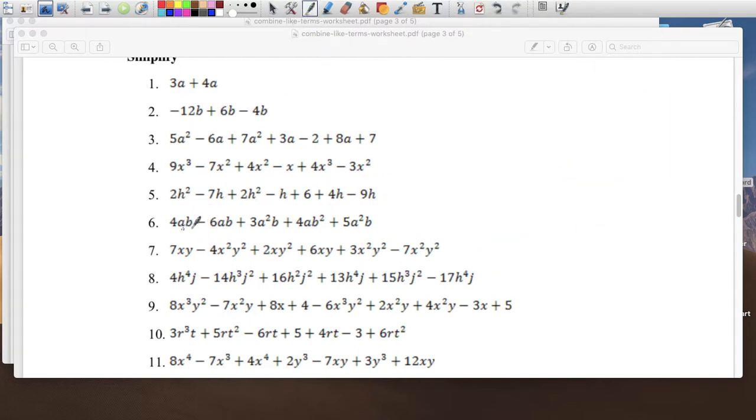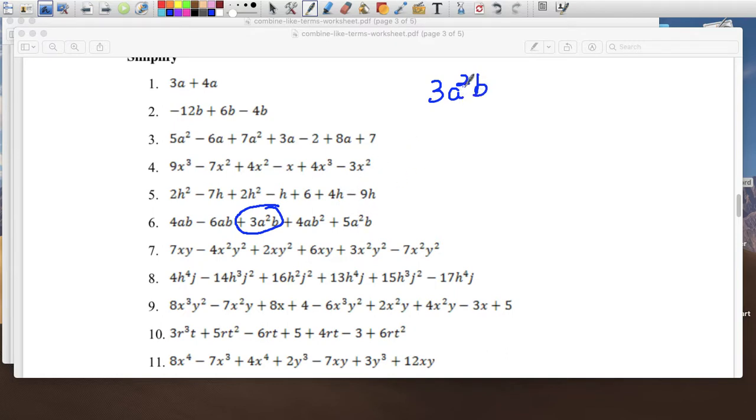6. So we have AB, AB, A squared B, AB squared, and 5. So remember, like terms have the same variables with the exact same exponents. So let's pick on this one. 3a squared. And it doesn't matter where you start. So 3a squared b. Is there anything else that's an a squared b?